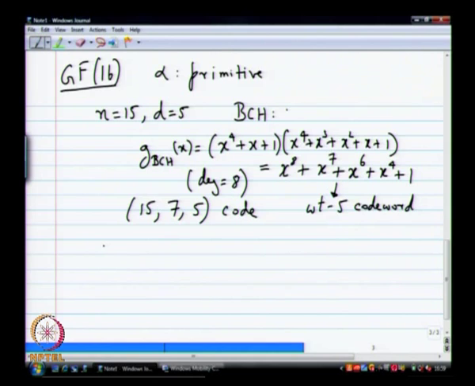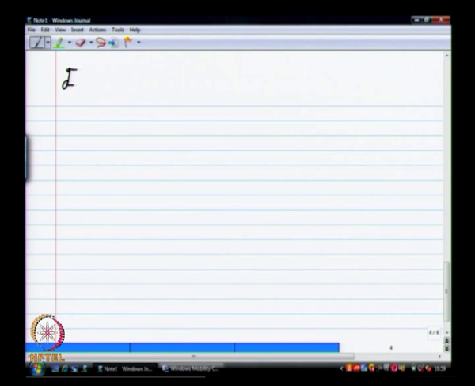15, 7, 5. Okay, so now let's come back to this same old game we are playing here with this n and d. So let's say we go to d equals 7. That's the next step, right? Okay, something has gone wrong with the pen. Okay, let's come back. Let's go to d equals 7.